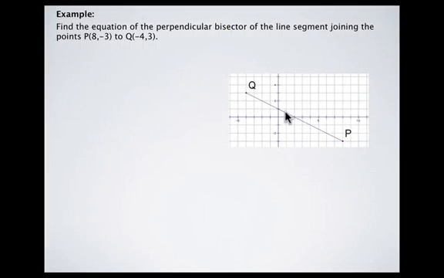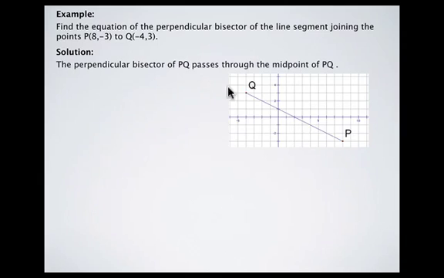So now that we've got our line here, and this will help you figure out why we're doing what we're going to be doing, we have to find the midpoint of PQ, because we know that the perpendicular bisector is going to pass through the midpoint of this line.